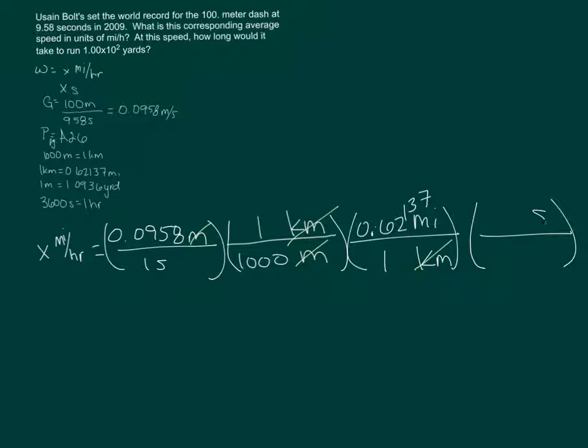So seconds goes up here, and I want hours in the denominator, so it's going to go down there. And I know that there are 3,600 seconds for every 1 hour. Well, looking at that, our seconds cancel, and I'm left with miles per hour. Oh, that was a bad idea. Now you can barely see that. Oh well.